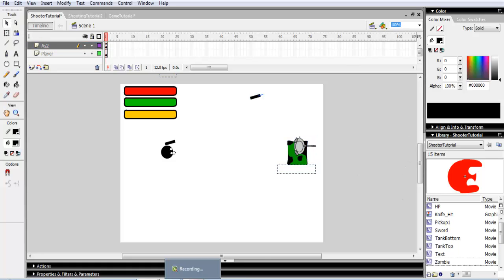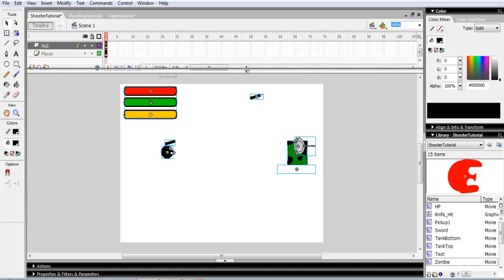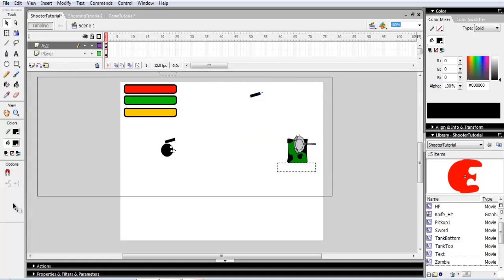Hello there, and I'm back with our survival shooter game. Last time we made vehicles, but this time we're going to do some enemy AI. We probably won't get it all finished this tutorial, but by next tutorial it'll be all finished.